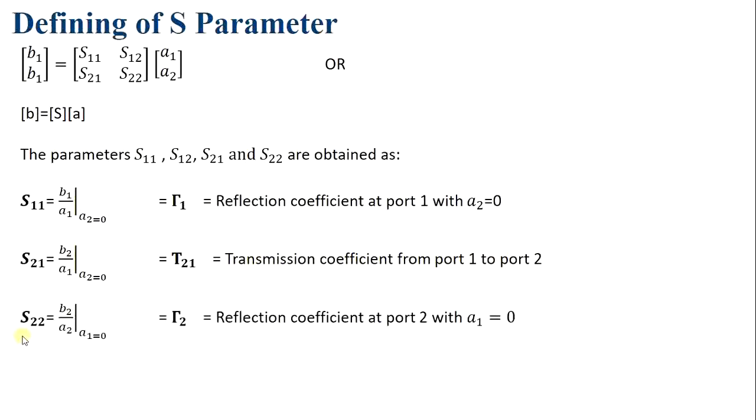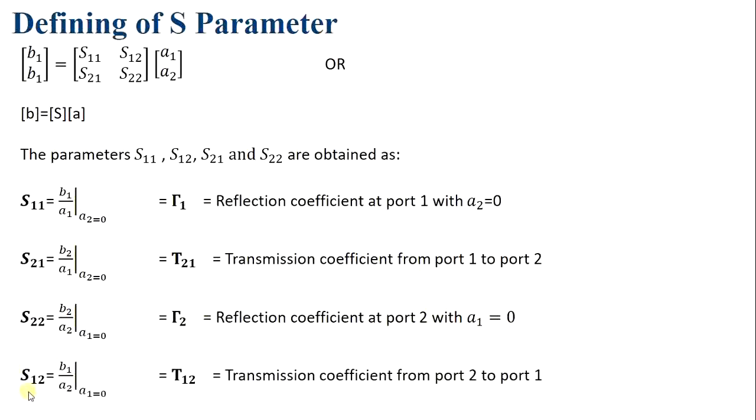Now S22 can be calculated by making A1 equal to 0. We get S22 equal to B2 by A2, which is the reflection coefficient at port 2 with A1 equal to 0, and S12 equal to B1 by A2 at A1 equal to 0, which is the transmission coefficient from port 2 to port 1.